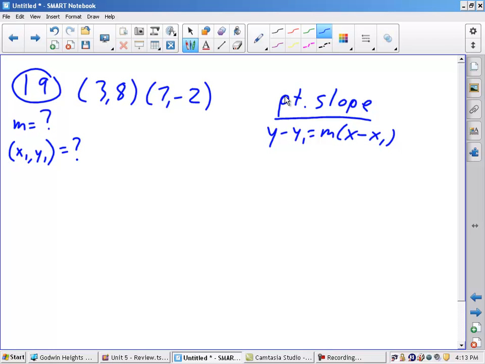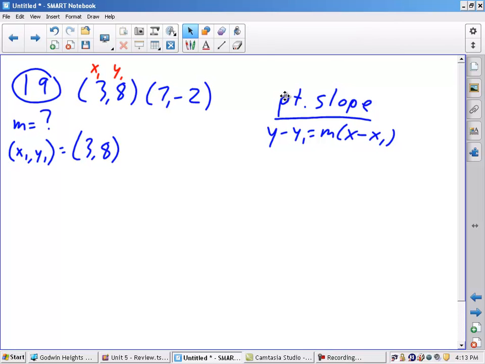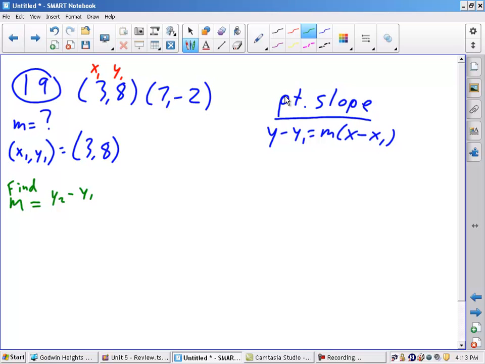Okay? Now, first of all, I do have an x1, y1. Let's pick that point right there. So, my x1, y1 is simply 3, 8. My m, however, I don't even come close to knowing. I have no idea what it is. However, I can know what m is by finding m using our formula we've used a lot of times.